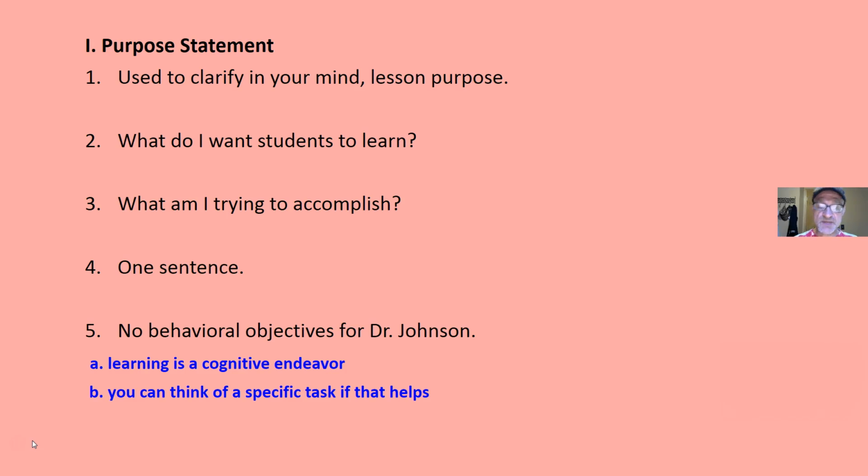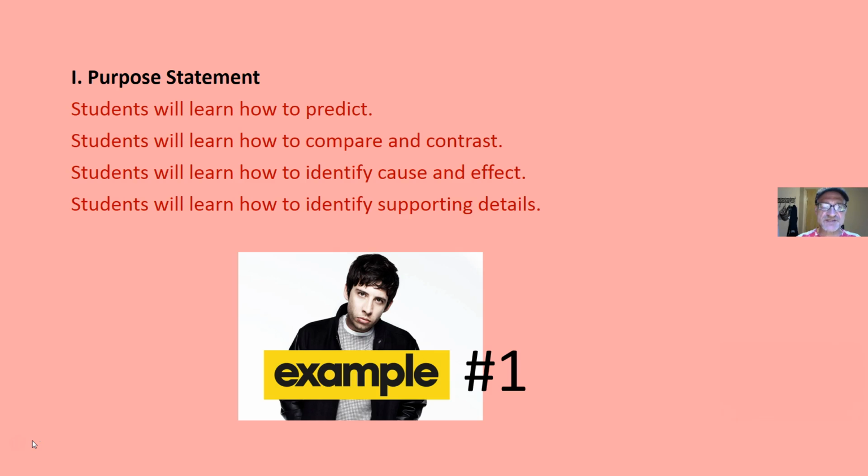No stinking behavioral objectives for kindly old Dr. Johnson. That's because learning is a cognitive endeavor, and not all students will master this the first time. But you can think of a specific task if that helps. Okay, what am I trying to do here? What do I want students to do at the end of the lesson?